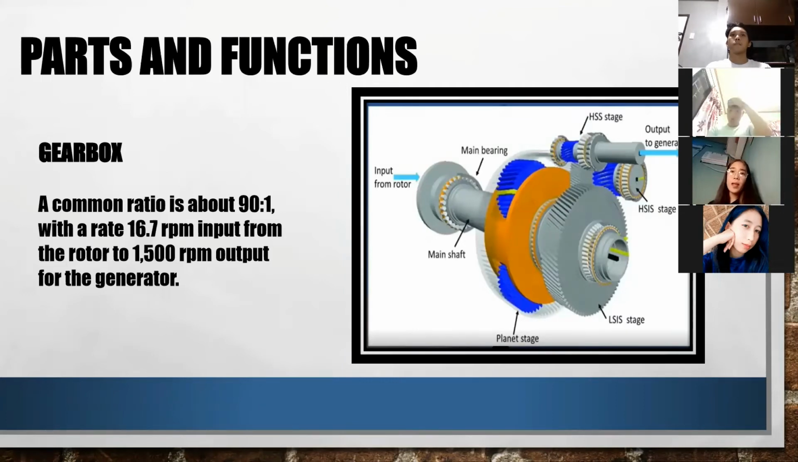So gearbox, a common ratio is about 90/1 with the rate of 6.7 RPM input from the rotor to 1,500 RPM output for the generator. So, ito lang naman yung common ratio ng isang gearbox. Ito lang yung pinaka-ginagamit na ratio.